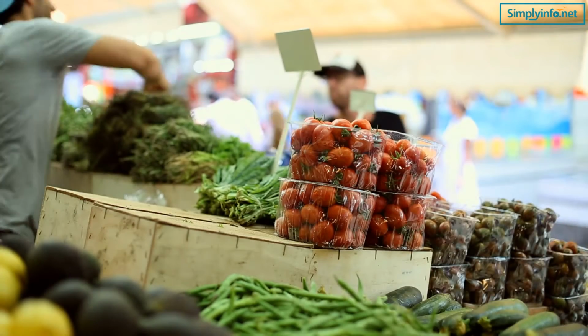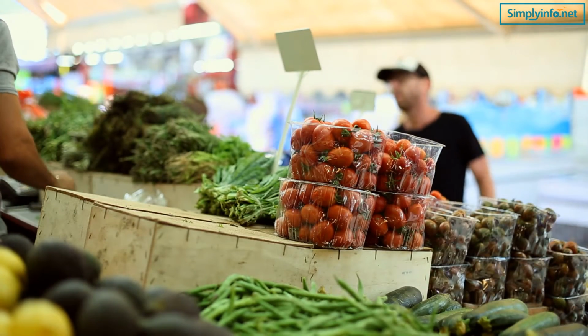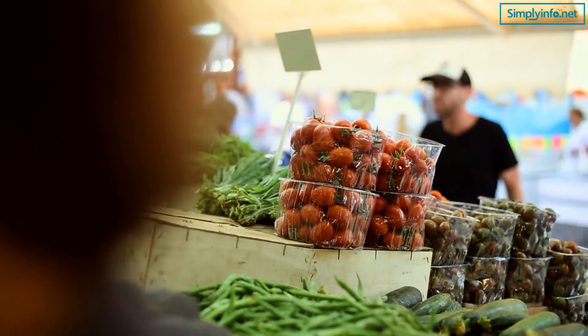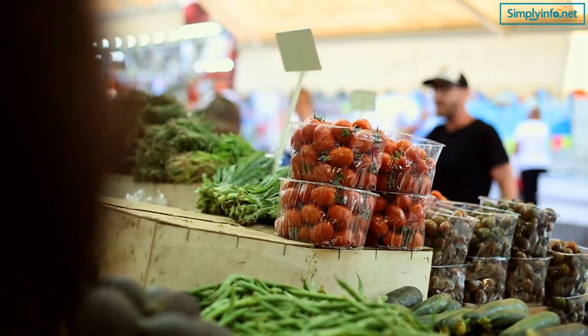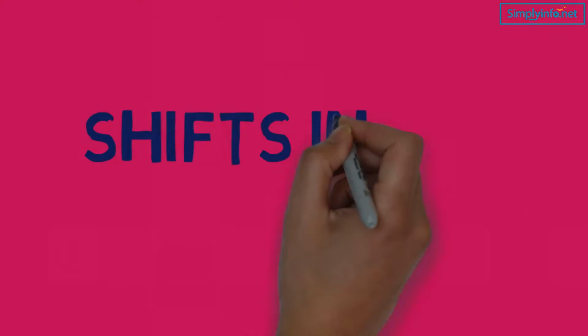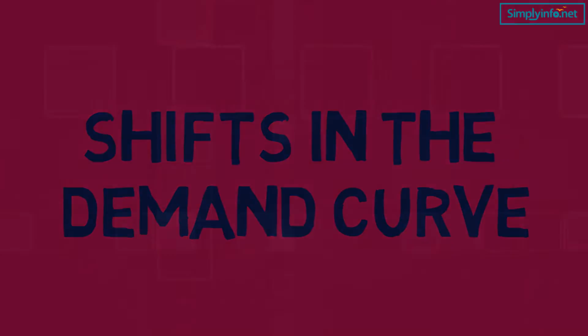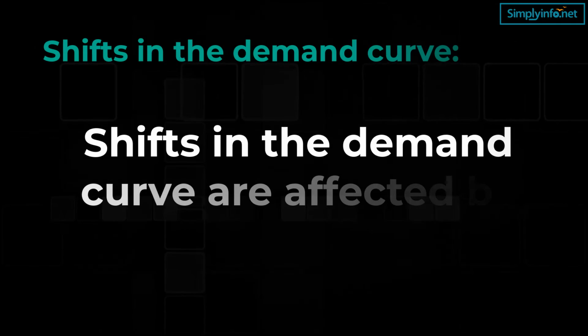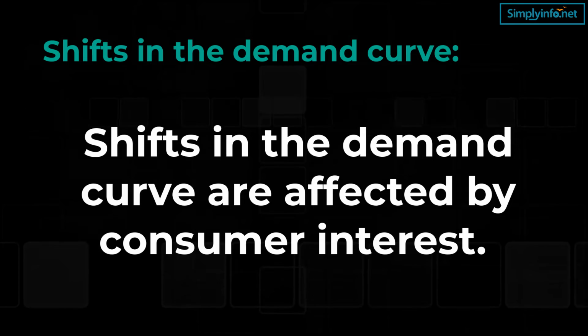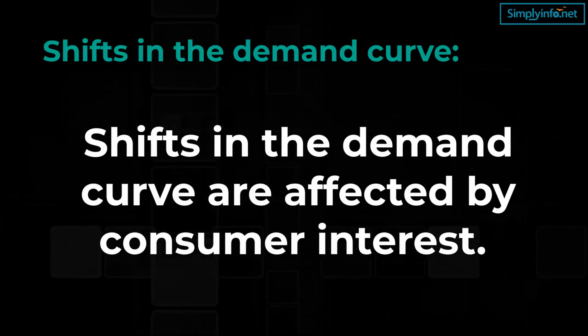If there is a change in any of these four determinants, then the entire demand curve shifts because a new demand schedule must be created to show the changed relationship between the price and the quantity. Shifts in the demand curve. Shifts in the demand curve are affected by consumer interest. Several factors can lead to a shift in the curve.